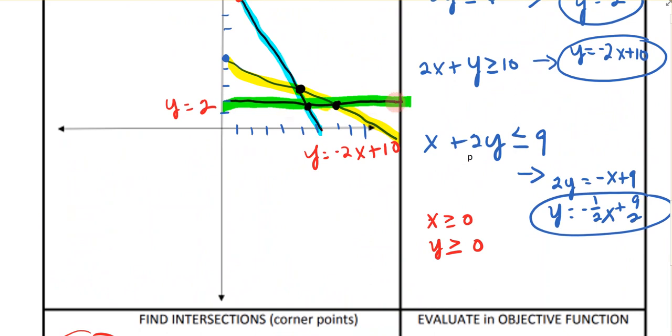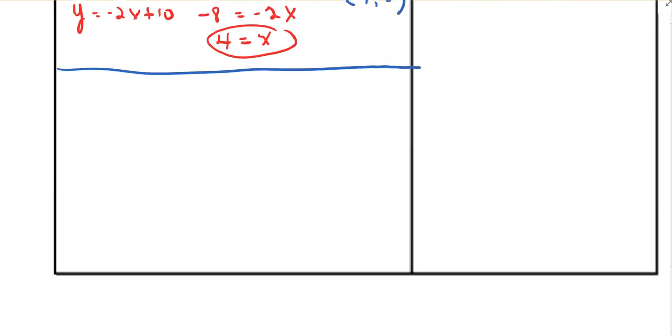If I want this intersection point between the green line and the yellow line, which I didn't write down up here, this is y equals negative 1/2 x plus 9/2. So I'm going to take that line and my y equals 2, and come down here and write that one. So I've got y equals 2 and y equals negative 1/2 x plus 9/2. I'm going to set these two equal to each other. So 2 equals negative 1/2 x plus 9/2.